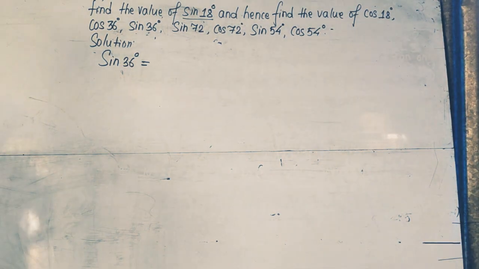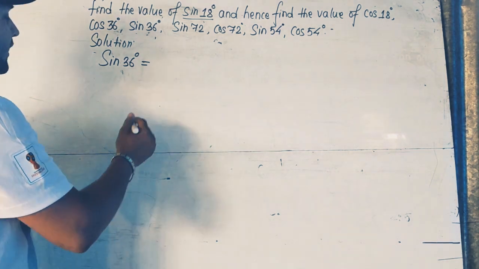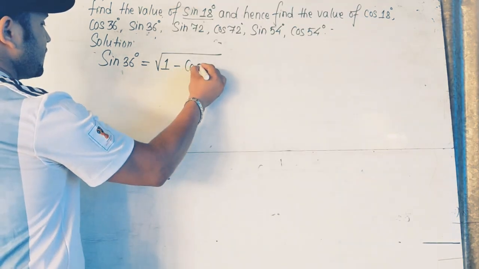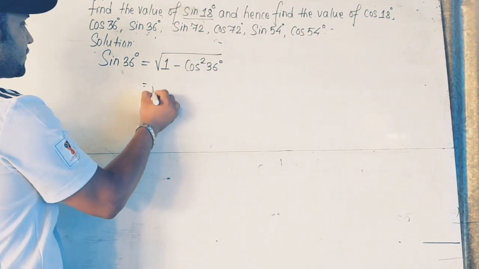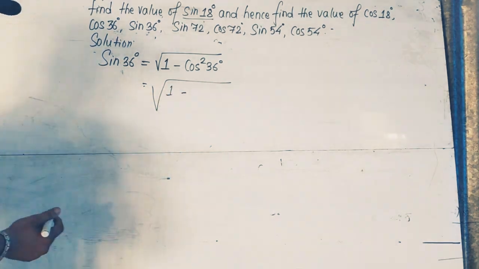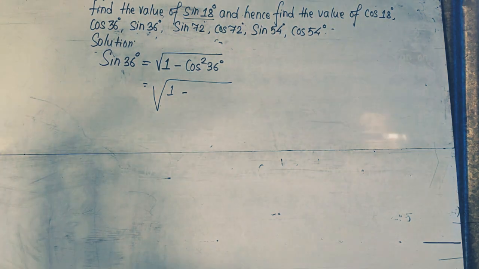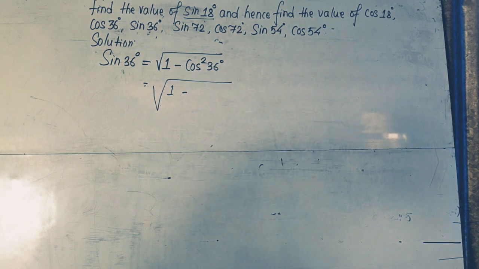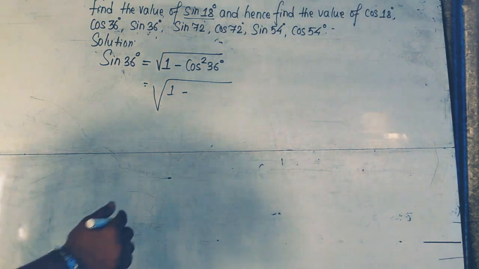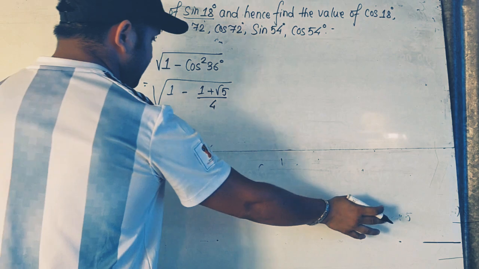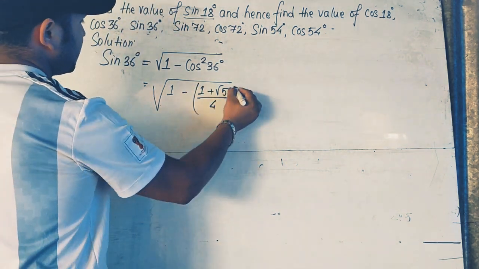Now let us go for finding the value of sin 36. The value of sin 36 can be easily found by using the value of 1 minus cos square 36 degrees. Just a few minutes ago, we finished obtaining the value of cos 36. The value of cos 36 was (1 plus root under 5) by 4. This is the value of cos 36 that we had obtained earlier. So we have to square it.